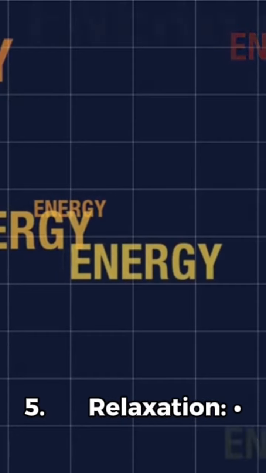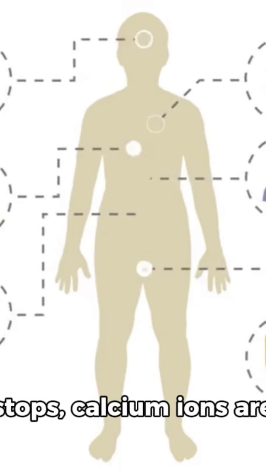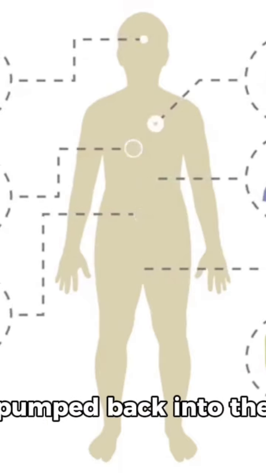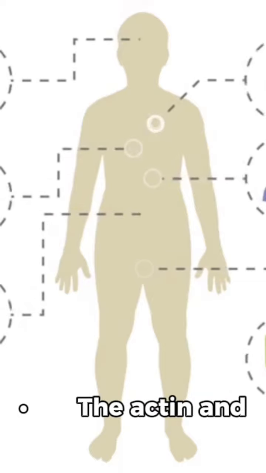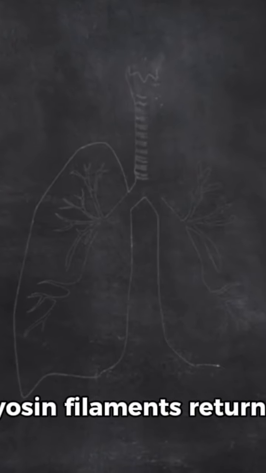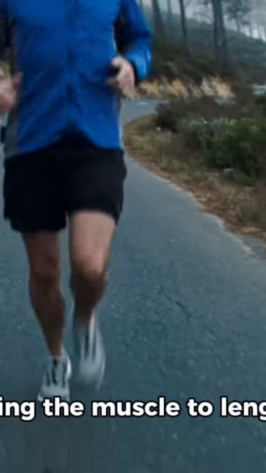5. Relaxation. When the nerve signal stops, calcium ions are pumped back into the sarcoplasmic reticulum and the muscle fibers relax. The actin and myosin filaments return to their resting state, allowing the muscle to lengthen.